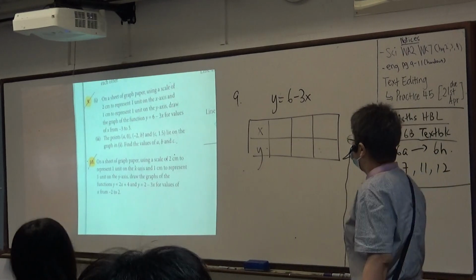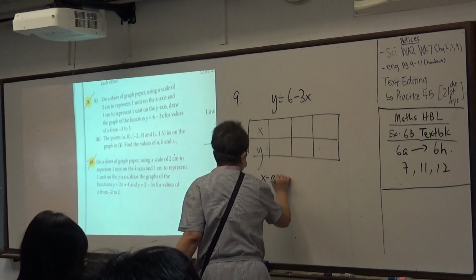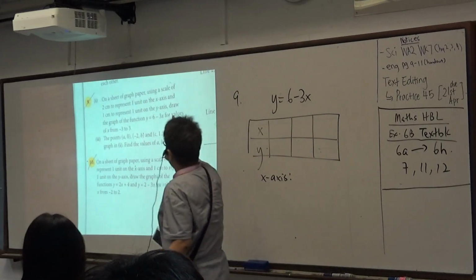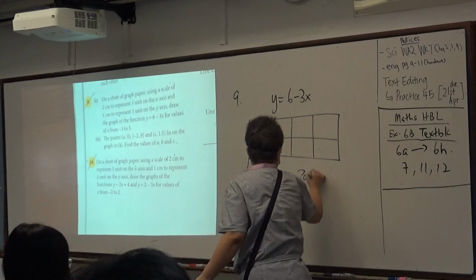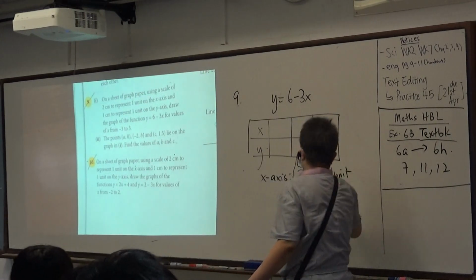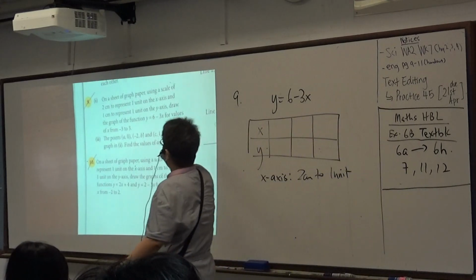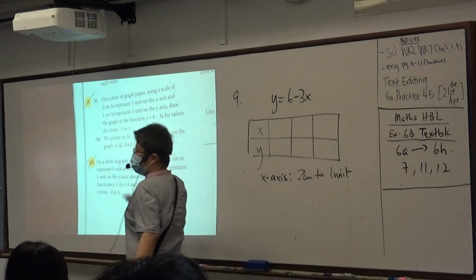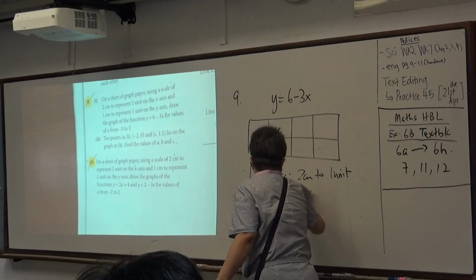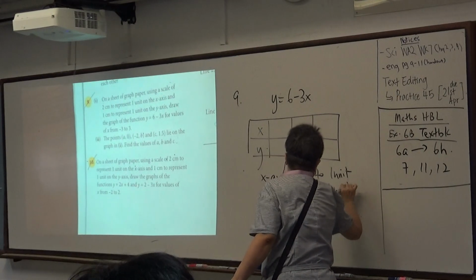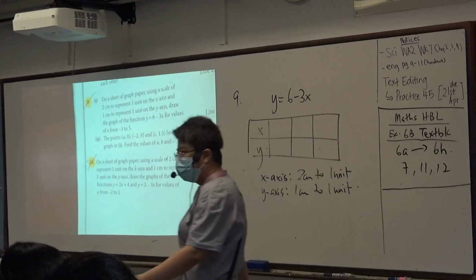Okay. Now, I want you to answer the question properly. What is the scale for the x-axis? What does it say? 2 cm to 1 unit, right? Everybody okay? What about the y-axis? What's the scale? 1 cm to 1 unit. We must write all these down first. Okay? Fair enough?